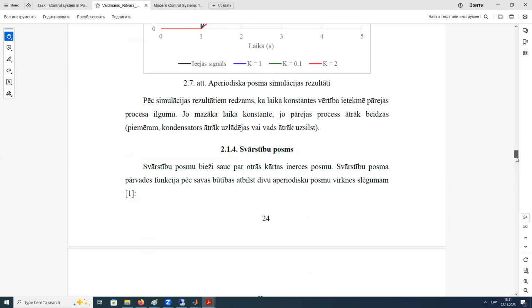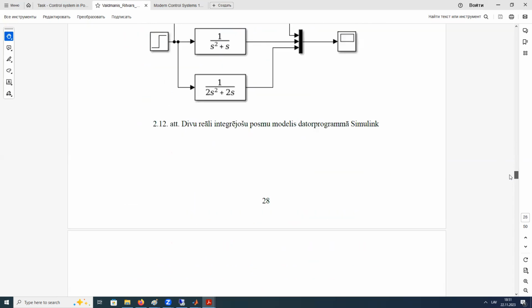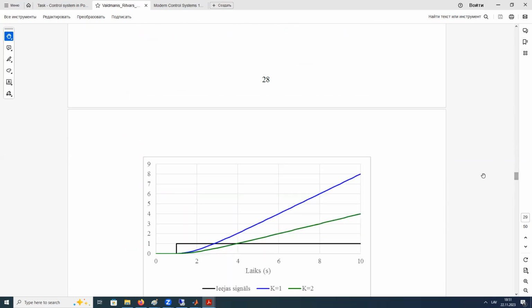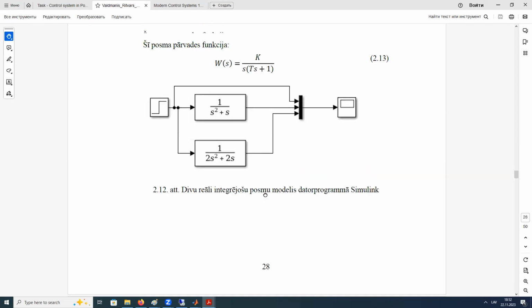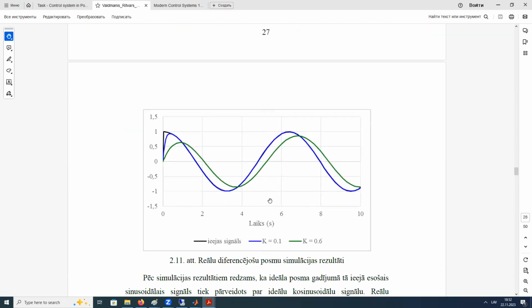The real integrator looks like this one. The rise of the output signal goes not like a straight line, but at the beginning it goes like an aperiodic response. This way we separate an integrator and a real integrator. The same is true for a differential. We have a real differential and just a differential.